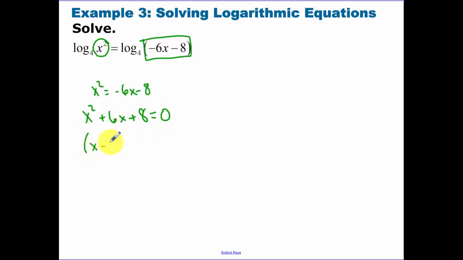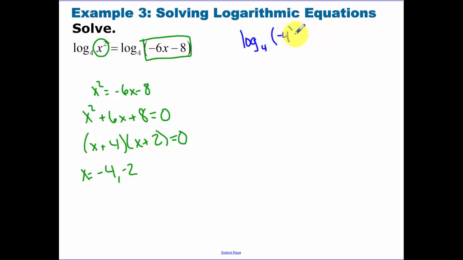So, two things that multiply to be 8, positive 4, positive 2, those are going to add to be 6. So we get our possibilities of negative 4 and negative 2. Now again, you need to check these. These could be extraneous solutions. So I plug into my equation.